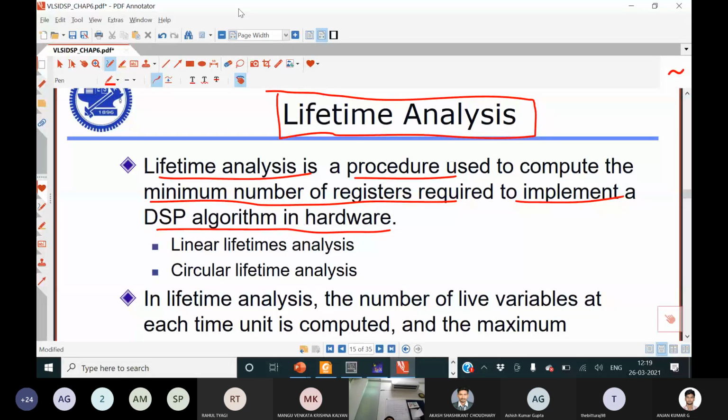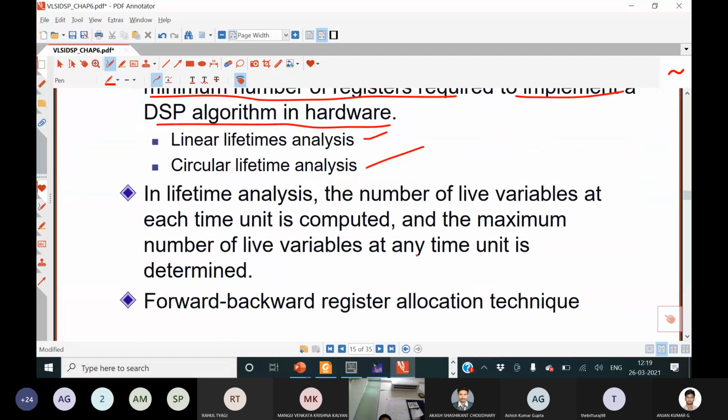So lifetime analysis would help you find out the bare minimum number of registers required in order to preserve the functionality. Linear lifetime analysis is there, circular lifetime analysis is also there. In a lifetime analysis, the number of live variables at each time unit is computed, and the maximum number of variables at any point of time is determined.